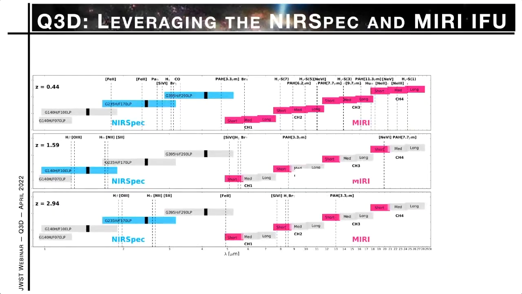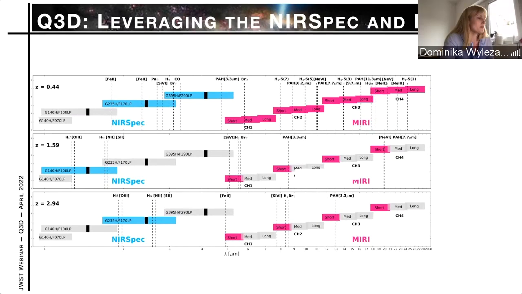Just a quick example showcasing what we will be trying to do. So these are our 3 quasars in redshift, between redshift 0.4 and roughly 3. And on the x-axis, you see the wavelength range that JWST is going to cover. And the filters, gratings, and settings marked in blue and pink are the ones that we will be using for each object respectively.